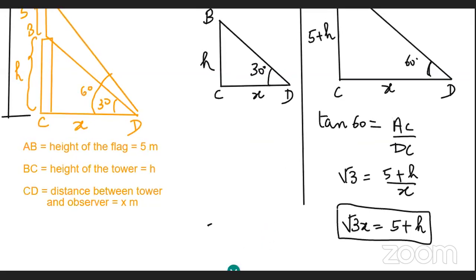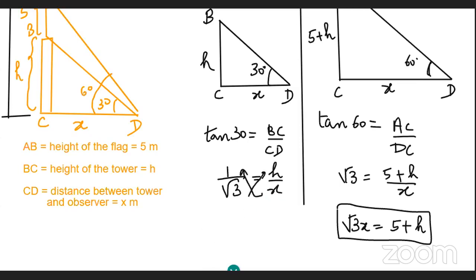Okay. Now in the first triangle, it's tan 30, which is BC upon CD. So tan 30 is 1 upon √3, which is H upon X. Now if I cross multiply, what I'll get? X by √3 equal to H. X will go up on the left, √3 will go up on the right. So X is equal to √3H.